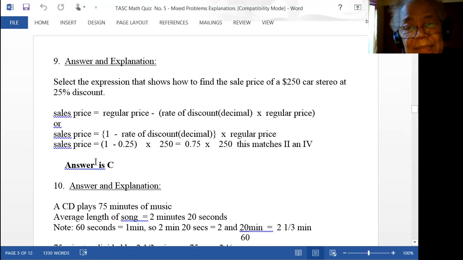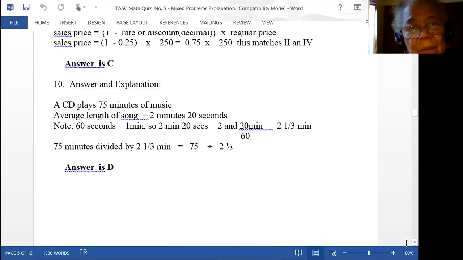Okay, let's look at the next problem. Number 10: we have a CD that plays 75 minutes of music. The average length of a song is 2 minutes and 20 seconds. Since we're dealing in minutes, we have to convert our 20 seconds to minutes, knowing that 60 seconds is 1 minute. 20 seconds divided by 60 gives 1/3. So 20 seconds is 1/3 of a minute.